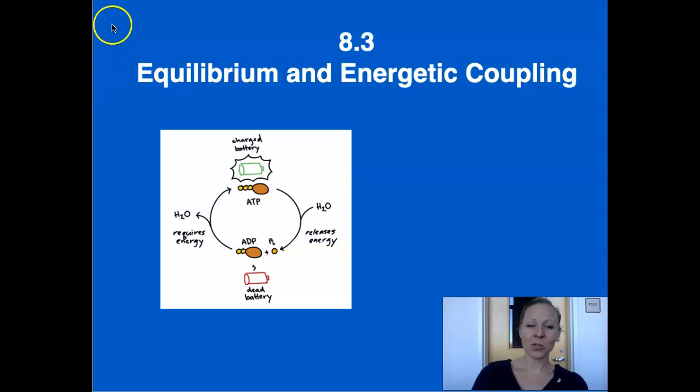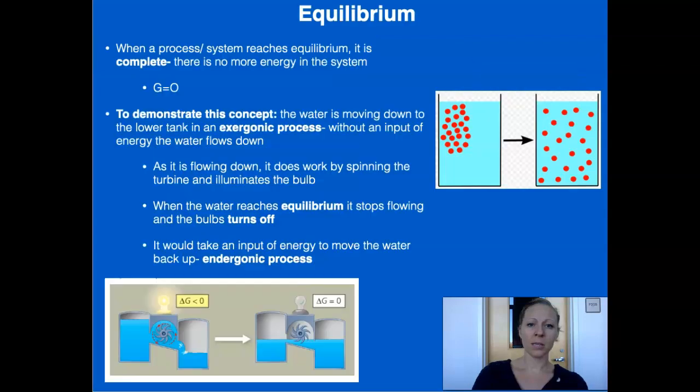Hi there, welcome to 8.3, Equilibrium and Energetic Coupling. So let's keep in mind our concepts of Gibbs free energy and entropy. And so let's now take into consideration equilibrium. When equilibrium is attained, G equals 0, which means there's no more energy in the system.